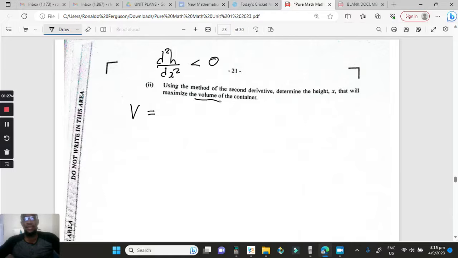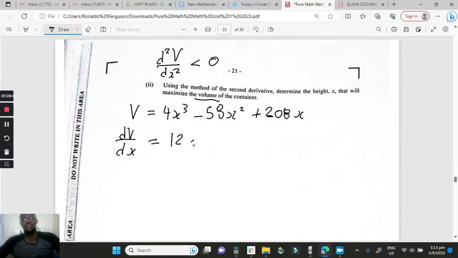Oh, maximize the volume and not maximize the height, because the height is x. So in this case now, d²V/dx². V, remember we said, was 4x³ minus 58x² plus 208x. So all we have to do now is first find dV/dx, which is 12x squared, carry down the power and subtract 1 from the power, minus 116x plus 208.